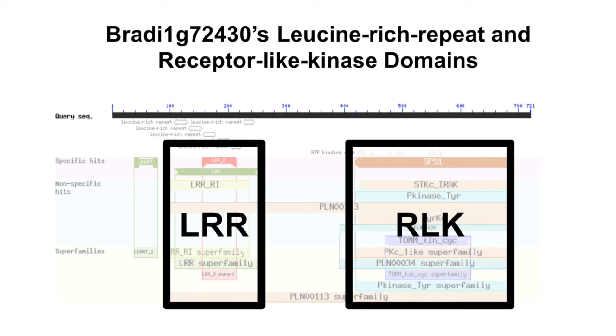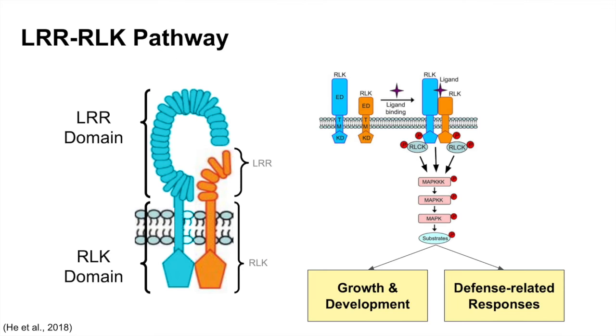The NCBI protein blast output yielded two conserved domains, leucine-rich repeat and receptor-like kinase domains. Together they form an LRR-RLK domain, which are often found in a superfamily of proteins. The LRR-RLK protein consists of two domains that sit across a bilipid membrane. The LRR domain is on one side, whereas the RLK domain sits across the membrane itself.